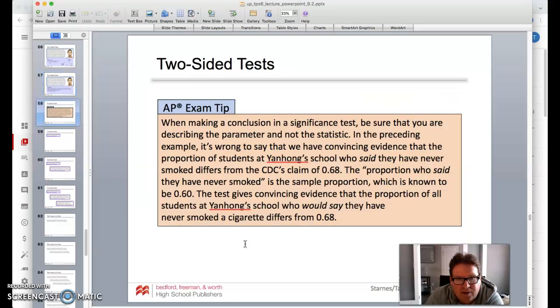Now, again, some AP tips here. When making that conclusion, be sure that you're describing the parameter, not the statistic, in the preceding example. It's wrong to say that we have convincing evidence that the proportion of students at Yanhong's school who said they have never smoked differs from the CDC claim. The proportion who said they have never smoked is the sample proportion, which is known to be 0.60. So the test gives convincing evidence that the proportion of all students at Yanhong's school who would say, not who actually, but who would say they have never smoked a cigarette differs from 0.68. So again, be really careful how we phrase things there.